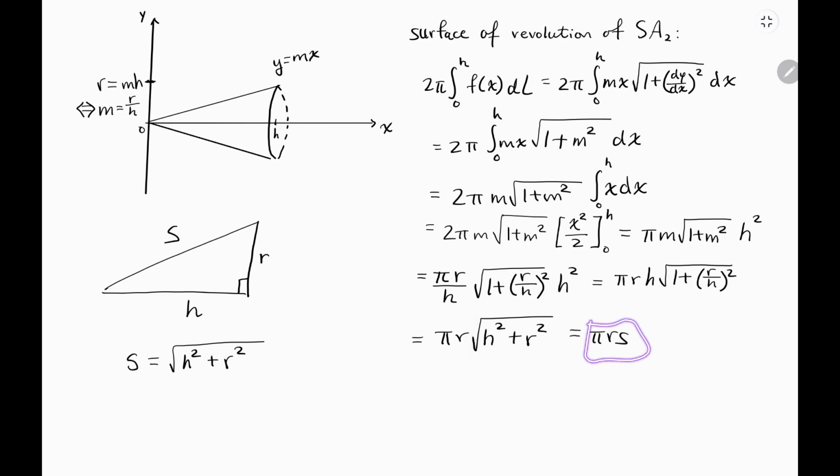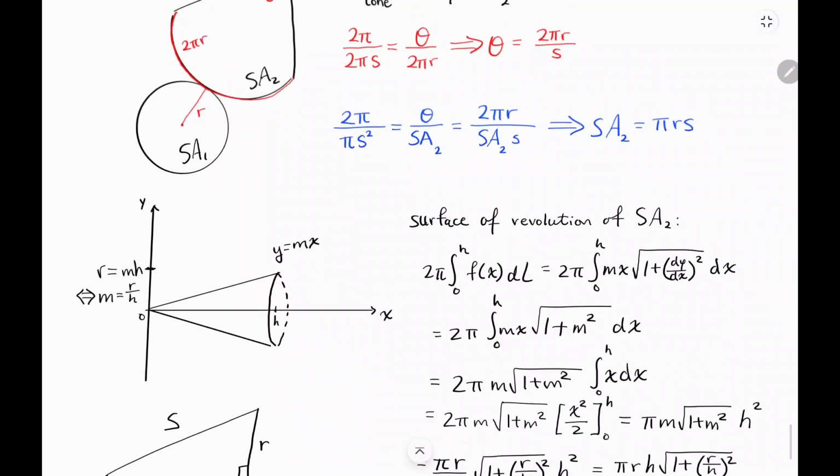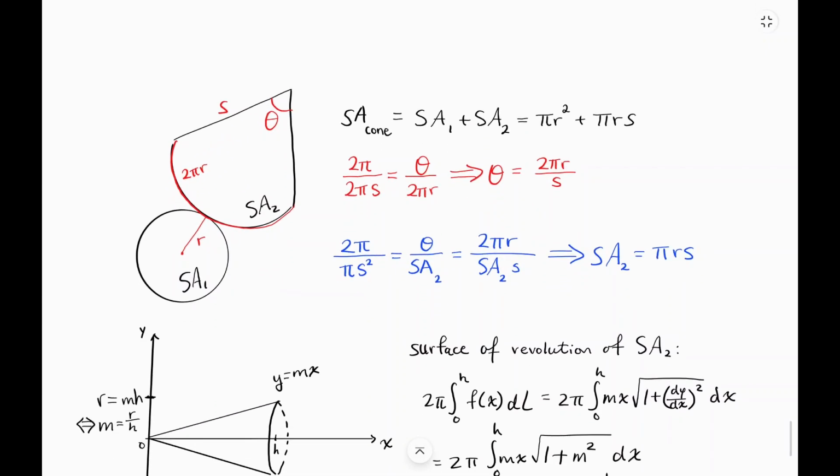And there we go. We have pi r s again. This uses another method to find SA2, but ultimately SA2 is going to be pi r s. So this is how you derive the formula for the surface area of a cone.